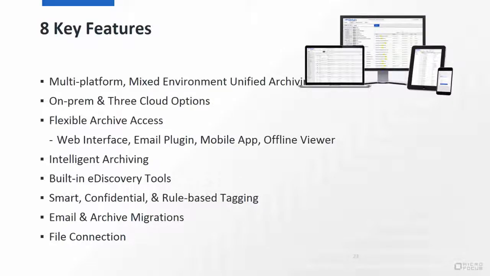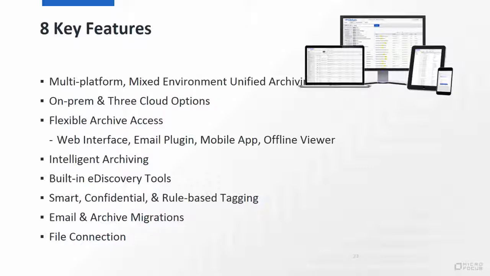So I wanted to just, in review, talk about the 8 key features about Retain that really make it different in the marketplace. That idea of the unified archive. It looks like I had a little error on my slide there, but multi-platform mixed environment unified archiving. That ability to have it on-prem or in the cloud. And we have 3 options to do the cloud. You can do that as a private cloud, in a public cloud like AWS, or via partner cloud. And we have strategic partners that offer the cloud in different geographic locations depending on what you need, and to provide you with that data sovereignty.